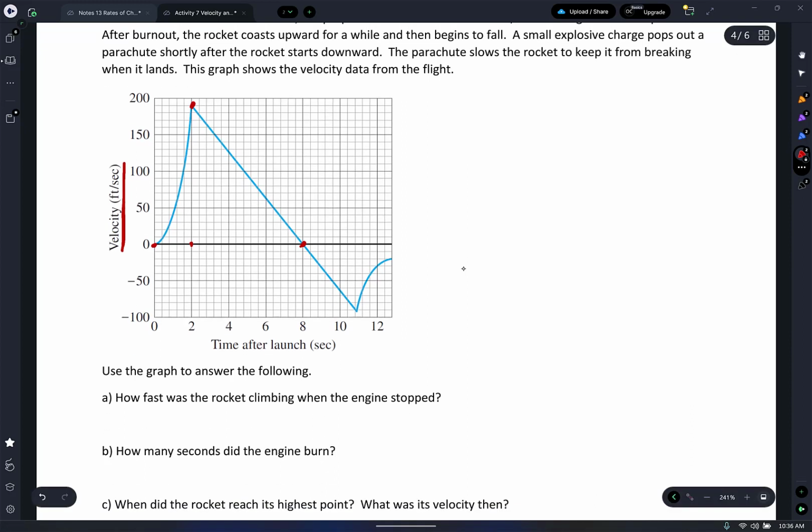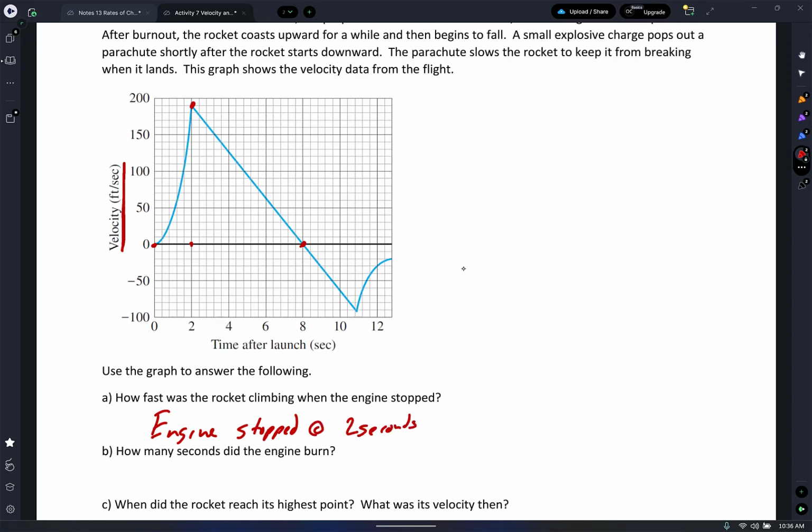2 seconds. How fast was the rocket climbing when the engine stopped? The engine stopped at 2 seconds. I'm going to put that just for notes: engine stopped at 2 seconds. They don't ask for that. I'm just putting that for you guys so you can know.